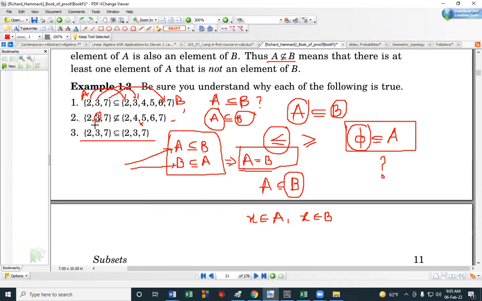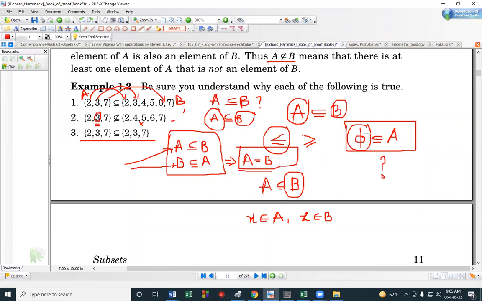For example, here this element is the element 3. It is here, but it is not an element here. So for a set not to be a subset of another set, there must exist some element in the set which is not in the other set. Then we say A is not a subset of B.